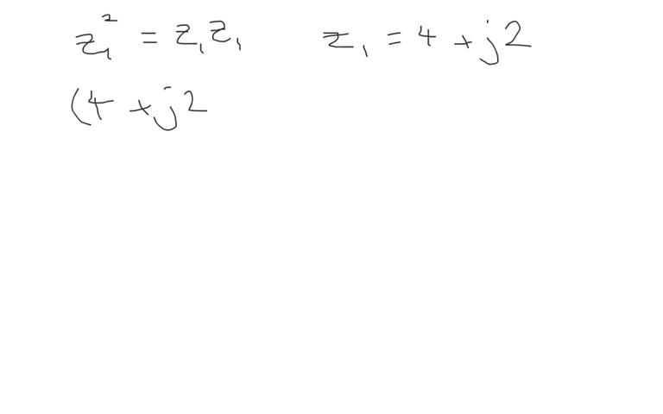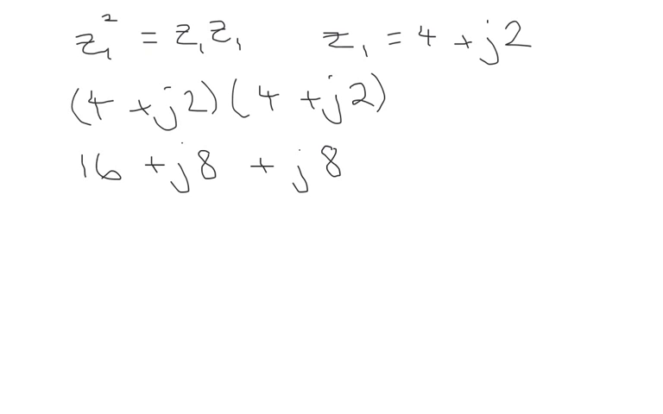Z1 squared equals Z1 multiplied by Z1. And Z1 equals 4 plus J2. So we write down Z1 twice, 4 plus J2, multiplied by 4 plus J2, and multiply with FOIL. 4 fours is 16. The outer terms will be 4 twos is 8, and that's a J term, J8. The inner terms is also J8. And the lasts are plus J squared times 4.